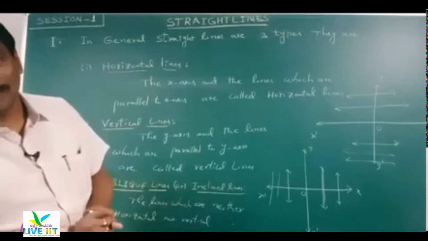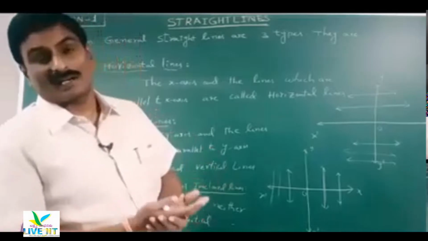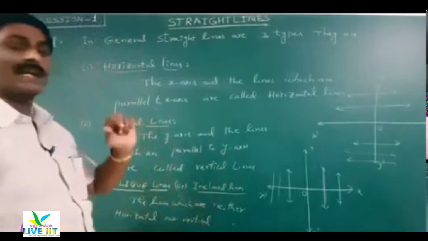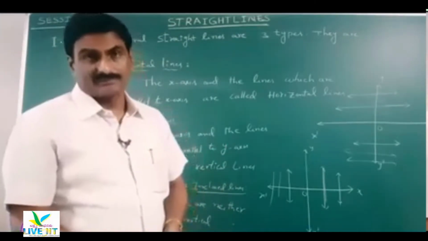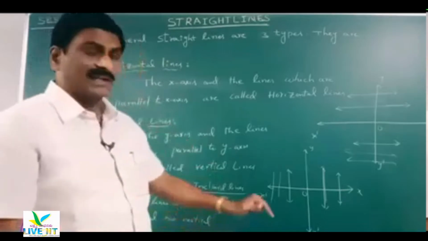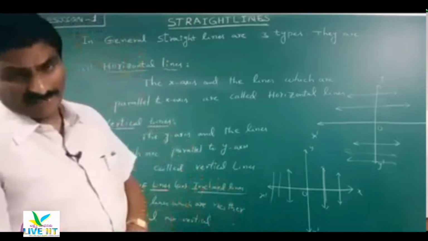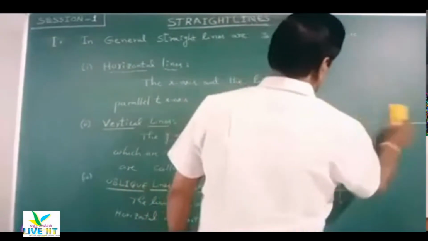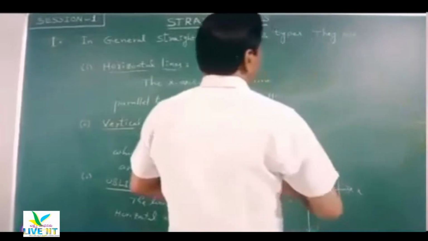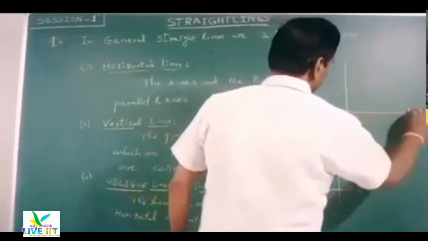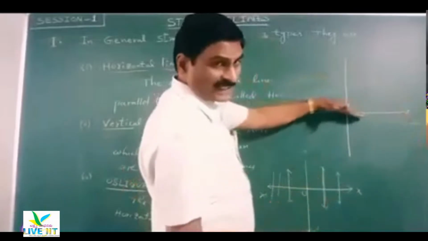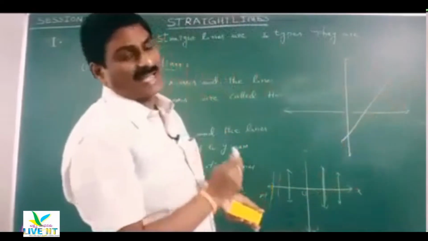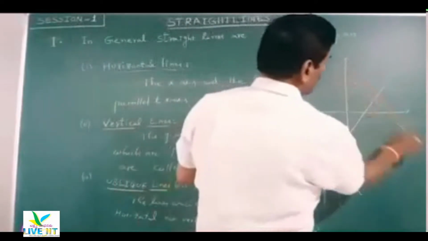The lines other than horizontal and vertical lines are said to be oblique. That means simply the lines which are neither horizontal nor vertical are said to be oblique lines. The oblique lines are in this way, neither horizontal nor vertical. Suppose this is the coordinate system. Horizontal lines means they are parallel to x-axis. Vertical lines means they are parallel to y-axis. Oblique lines means they are somewhat inclined with x-axis and y-axis. So in this way, these are the oblique lines.